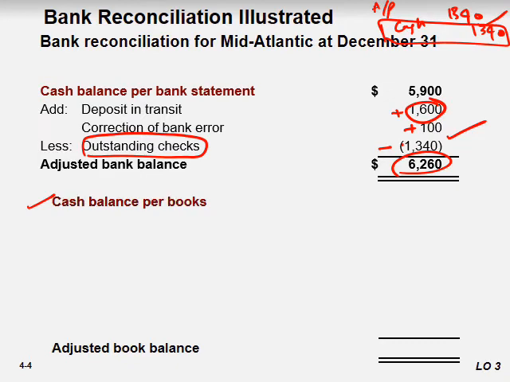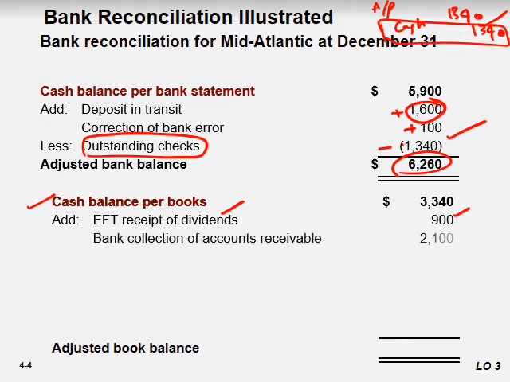Now let's compare it with our cash balance per book. What is the cash balance in our book right now? It is 3,340. So we add EFT receipts. We received 900 electronically. We didn't know until we received the bank statement. Our bank is credited with 900. We didn't record it in our cash book, so we record it here, right? So we add it. And then bank collection of the account receivable on our behalf. We authorized the bank to receive 2,100 from our customer, and we are notified with the bank statement. We did not record it in our books. These are receipts, cash inflow, so that's why we are adding it.